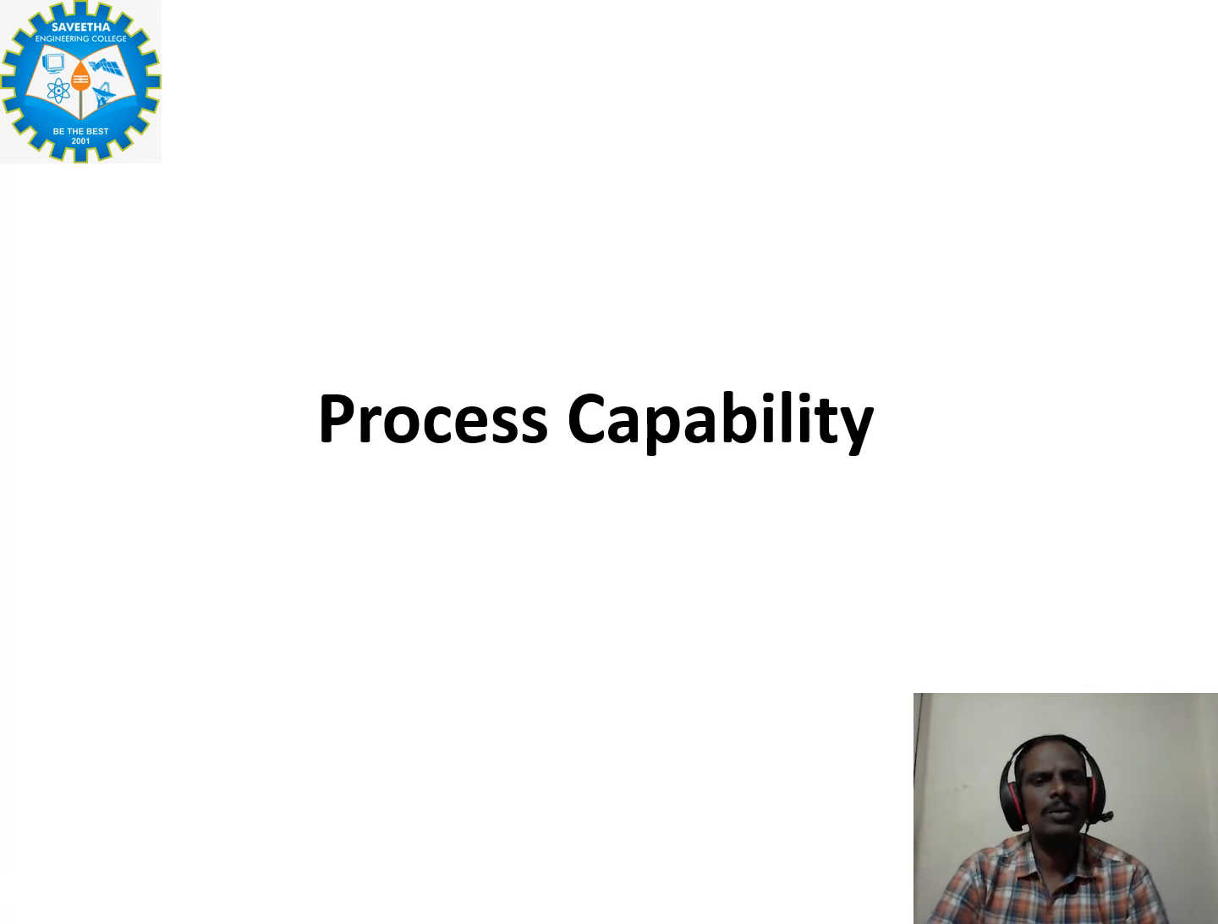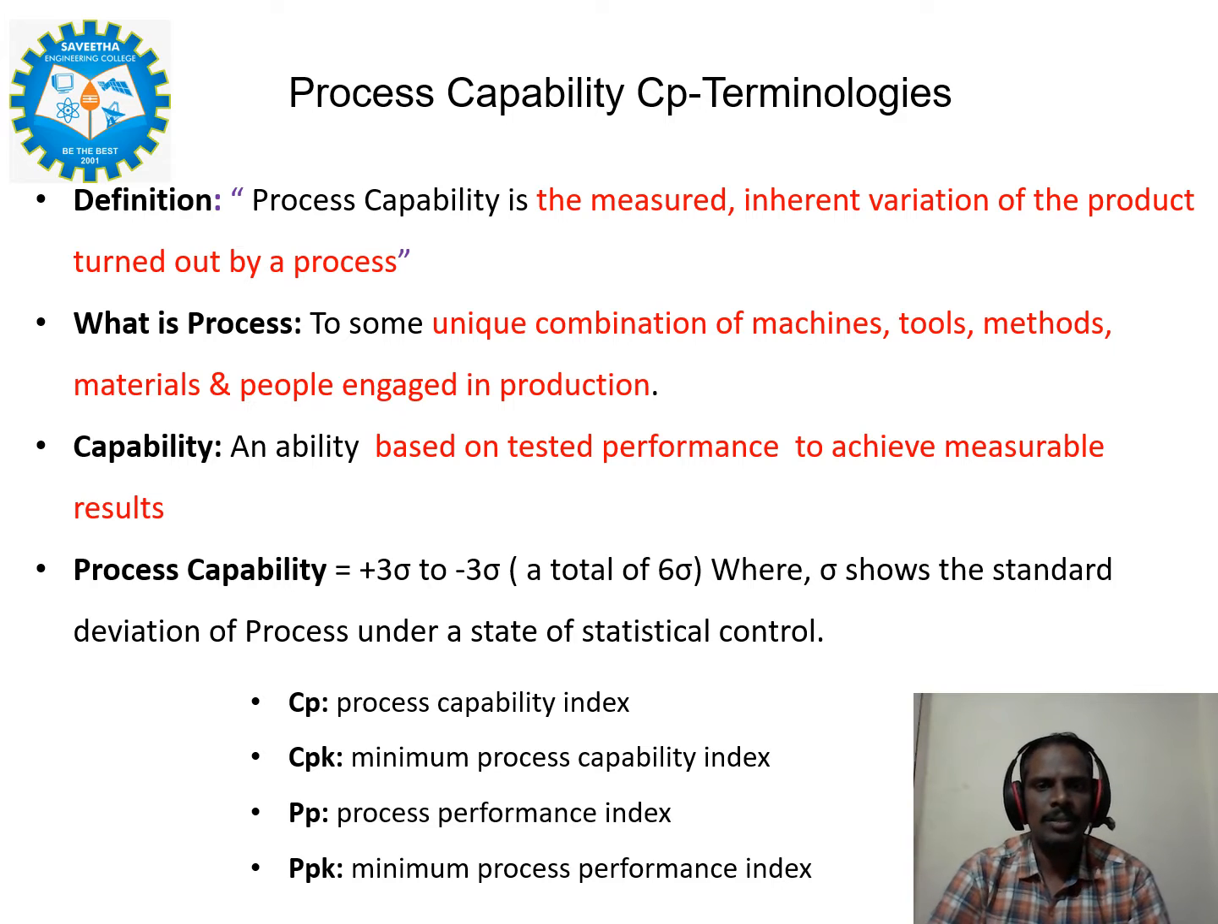Now we move on to the next topic, process capability. Process capability is indicated in the form of CP. First, we're going to know about the process capability definitions. What is process capability? It is the measured or inherent variation of the product turned out by the process.